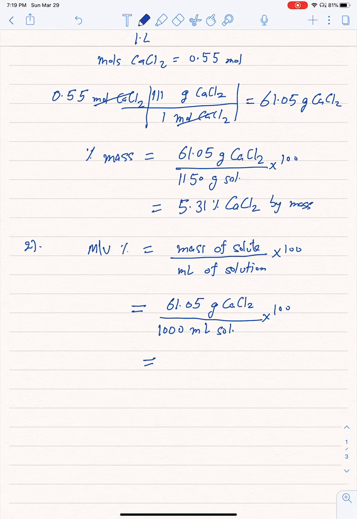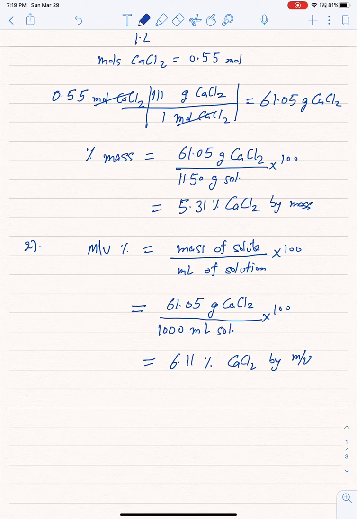So we got 61.05 times 100 divided by 1,000. I should have just done that calculation in my mind, but it's fine. It comes out to be roughly 6.11 percent CaCl2 by mass divided by volume. So that's how you want to look at it.